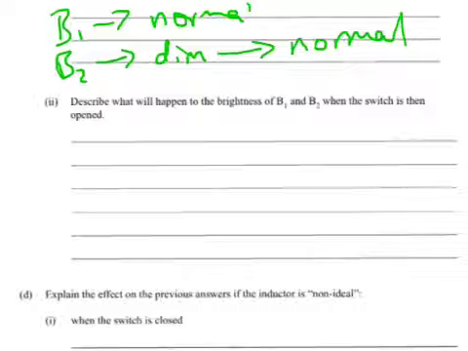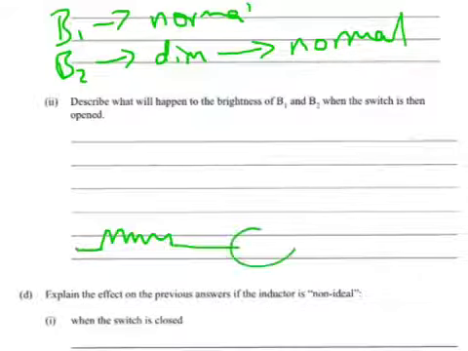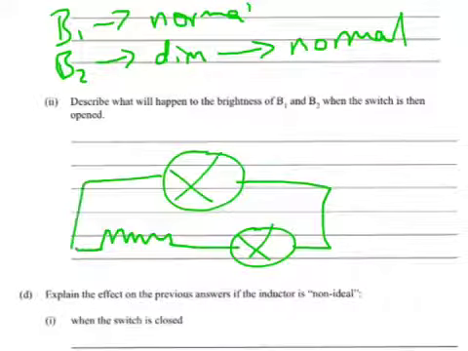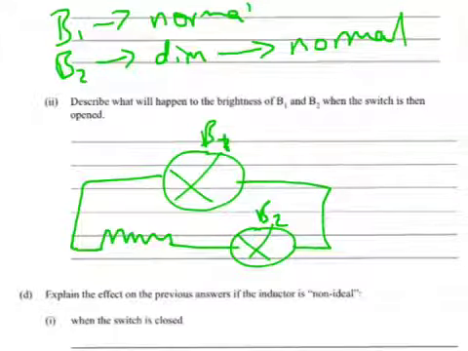Part 2, now the switch is opened, and what we're left with when the switch is opened is we've got this inductor, ideal inductor, bulb 1 here, and another bulb here. So that just makes a series circuit. Both the bulbs are the same, so you're going to get an initial flash, or the bulbs B1 and B2 are going to, oops, that's B1.